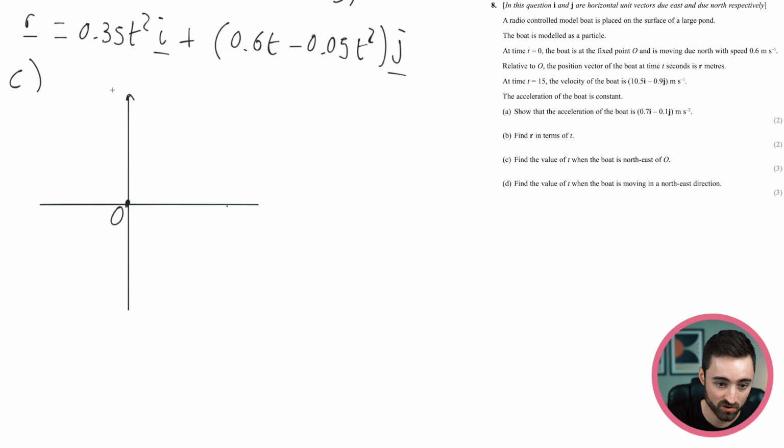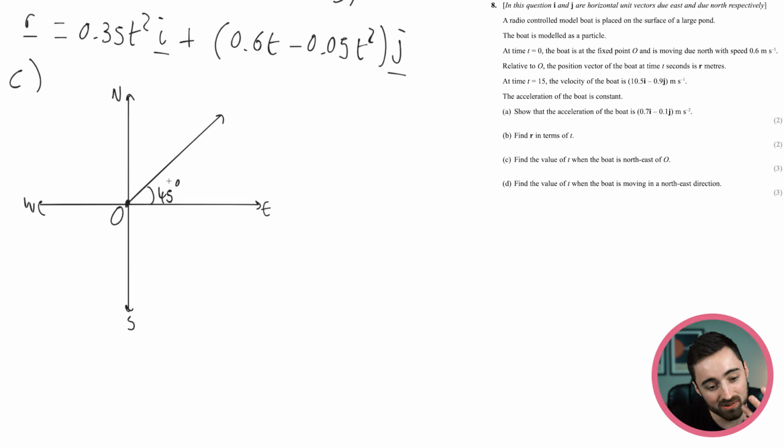But essentially, if I've got north, east, south, and west, northeast is perfectly between north and east, okay? So obviously this is 90 degrees. It's going to be perfectly in between here, just like this. So this is going to be 45 degrees. It's going to be exactly in the middle.